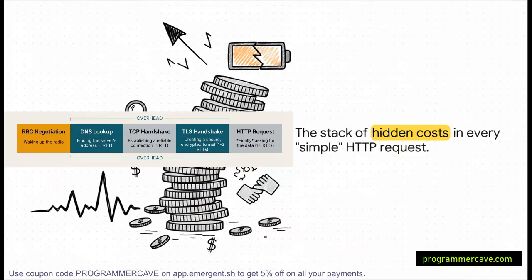First, you pay the RRC negotiation tax to wake the radio. Then you pay for DNS lookup, then a TCP handshake, then a TLS handshake for security. And only after all of that does your actual HTTP request even get sent. Each of these is a separate round trip that just adds more and more latency.